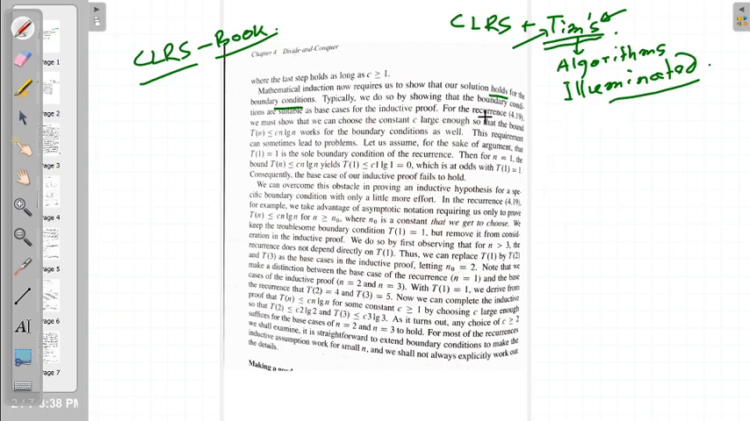Anyway, typically we do so by showing that the boundary conditions are suitable as base cases for the inductive proof. So that means whenever we are having this recurrence, say this is 2T(n/2) plus n squared, say this is a recurrence, and then actually I have to define the recurrence like this. So this is 2T(n/2) plus n squared, maybe n greater than or equal to 1, otherwise 0.